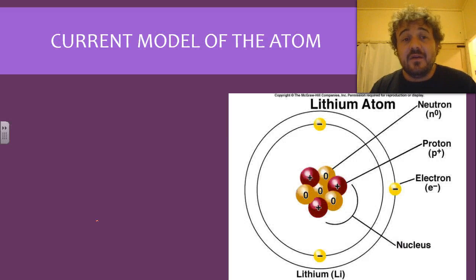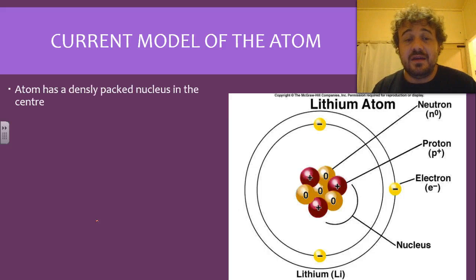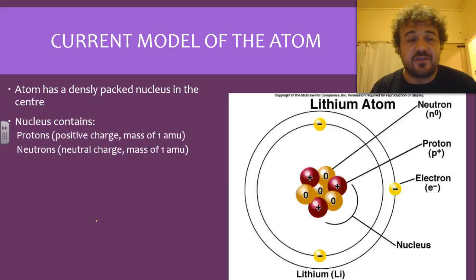Alright, so the current model of the atom has a very densely packed nucleus in the center, which is massively heavy. We're going to the nucleus first. It has protons and neutrons. Now the protons have the positive charge of the atom, and they have a mass of 1 atomic mass unit, a relative unit that comes from essentially the weight of a proton. And it has a neutron, which has a neutral charge and 1 atomic mass unit for mass.